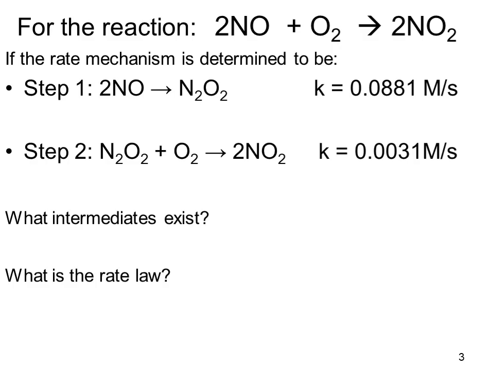So trying this one really quick. I try to get away from using numbers, but I'm trying to say that this first one is clearly faster, the second step is clearly slower. Identify the intermediates, and then based on the rate determining step, see if you can determine the rate law.